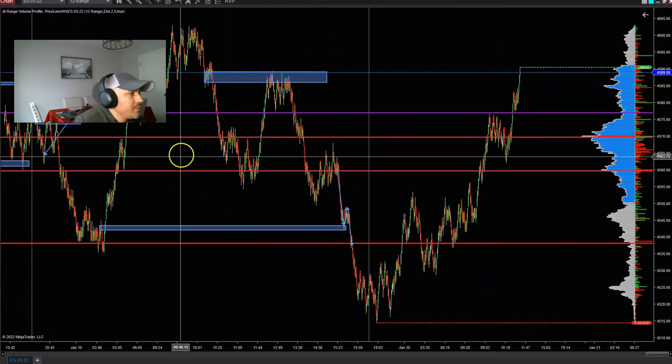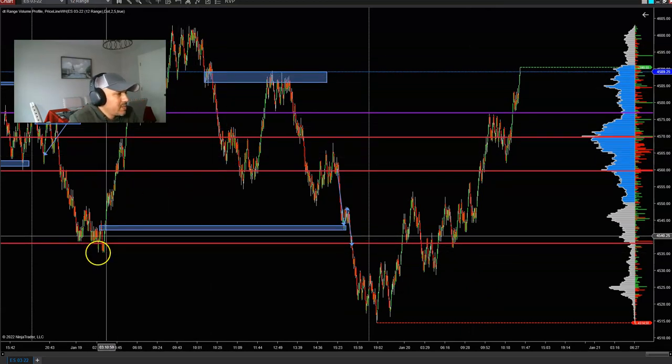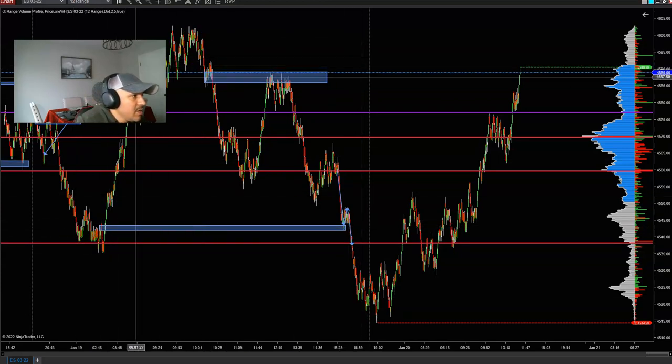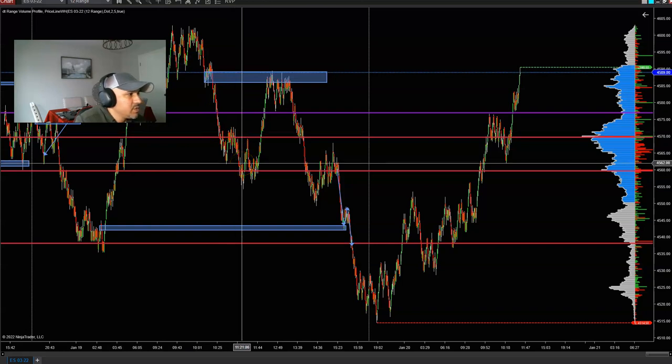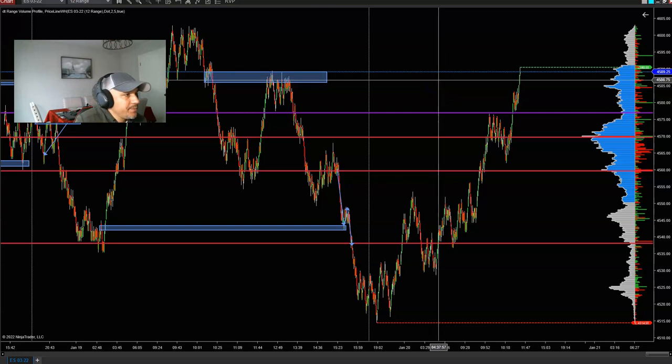Be mindful. We have swings. When you have a big swing like this to the down, price pushes down, pulls back, and pushes down lower. All these little swings we have are areas of resistance in between. So got to be mindful of that.